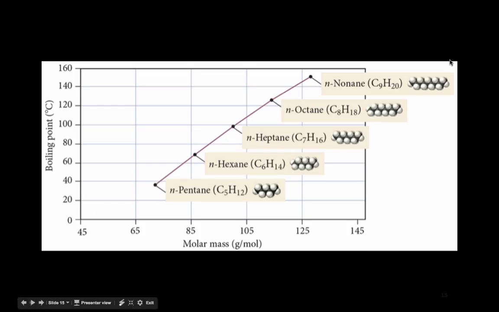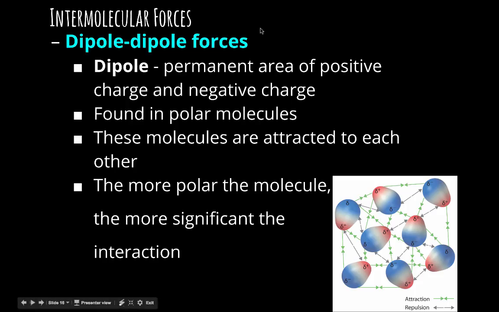Here's another example where you can see how all of these compounds are made out of carbon and hydrogen. So these are all nonpolar compounds, but you can see as their molar mass increases, their boiling point increases. And again, that's because there's a greater potential for polarizability as that molar mass increases.